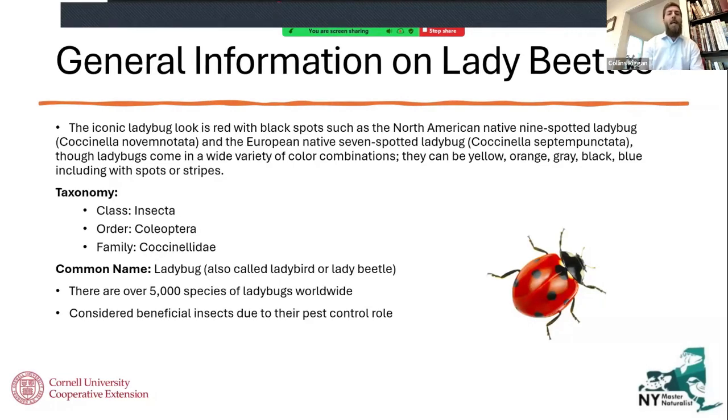So the taxonomy, the class of this insect is Insecta. The order is Coleoptera, and then the family is Coccinellidae. And Christy, I probably butchered that, but that was my attempt there. The common name, ladybug, ladybird, lady beetle. There's over 5,000 species worldwide. We've got a tremendous amount here in the United States. And I think most of us know they are heavily beneficial due to their pest control role.